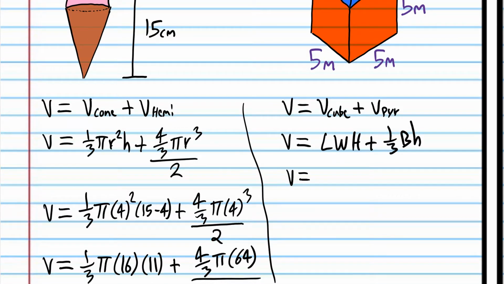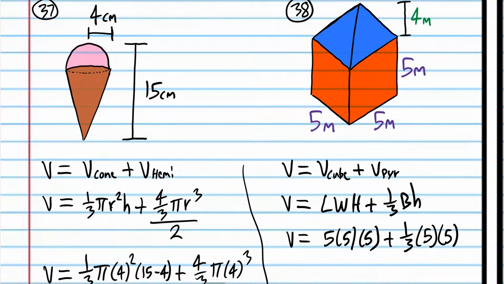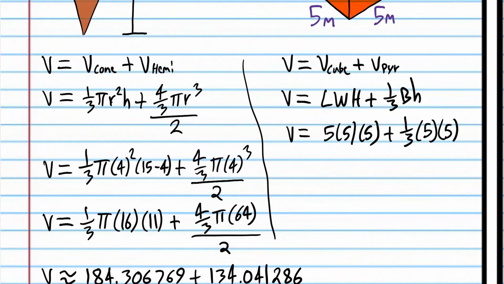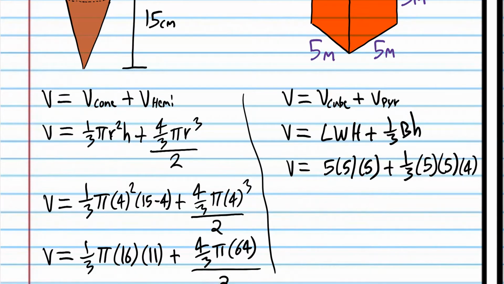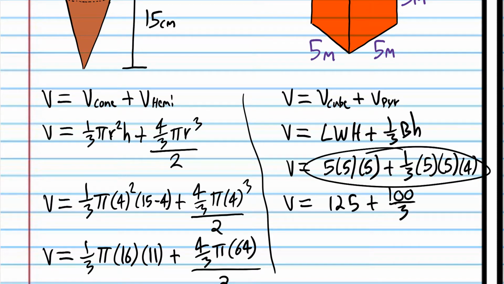And so 5 times 5 times 5. And we have 1/3 times the base area, which is just going to be 5 times 5, because the base is just, again, a square. And then we multiply by the height, and that's that green 4 millimeters up there. That's the height of the pyramid. So we get 125 plus 100 over 3. And you know, you can put this into your calculator, or if you want to simplify it first and write this and then put that in your calculator, you can do it. There's so many different ways to do this. So if you don't want to simplify it to 100 over 3, that's okay.